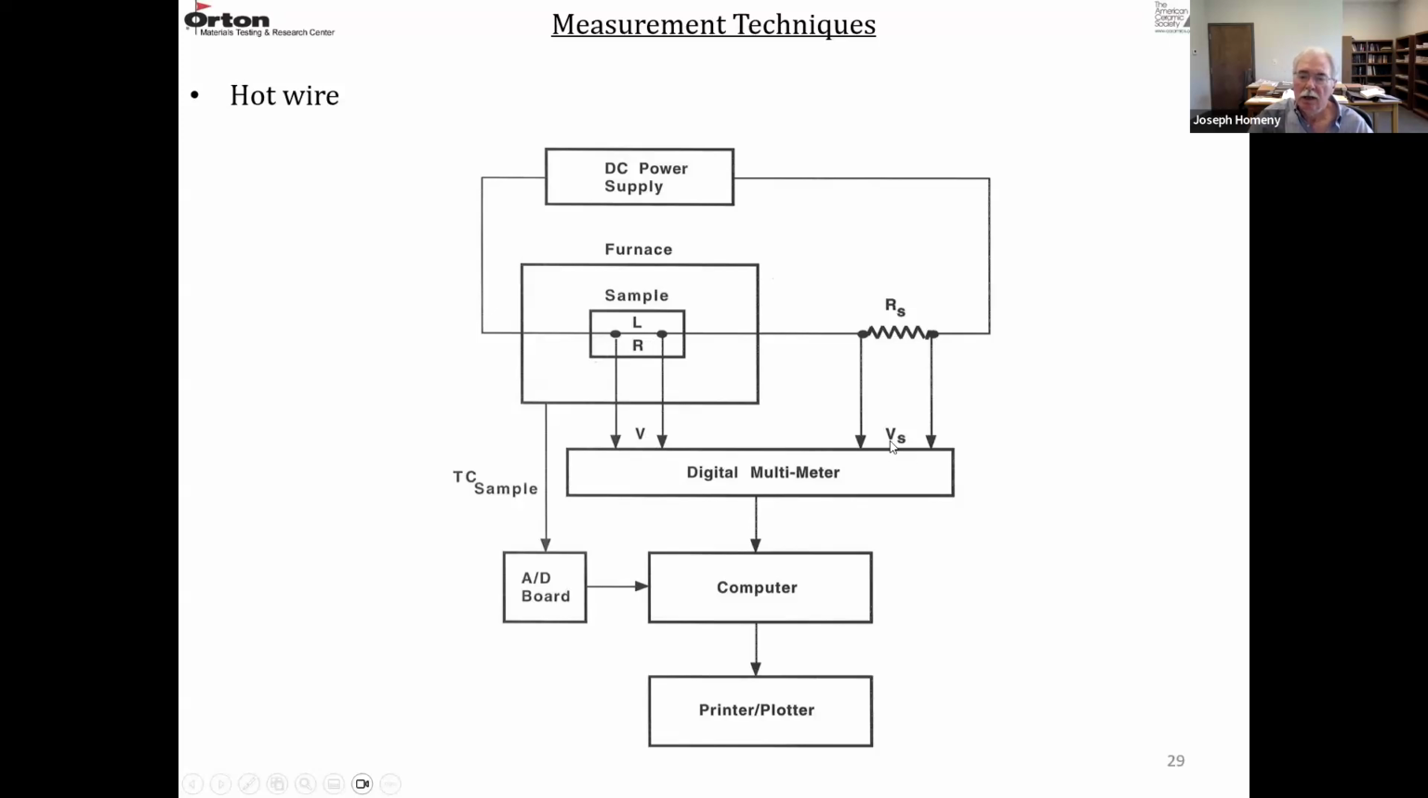You're using a multimeter to measure the voltage across this gauge length. And you put in the circuit a standard resistor, and you measure its voltage to get an accurate current flowing through the platinum wire. There's a power supply that provides the current. A multimeter measures the voltages and currents. And this is just controlled by a computer system that records the data and sends the appropriate power to the hot wire.